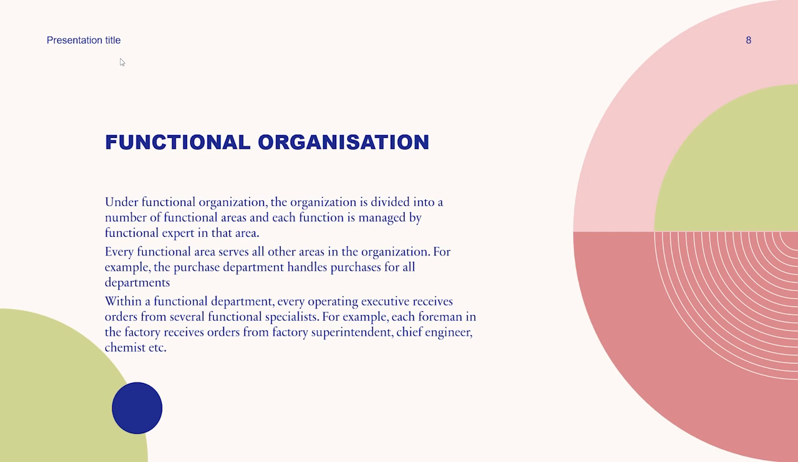Disadvantages of functional organization are: first one, lack of discipline. Since the workers work under different bosses, it is difficult to maintain discipline among the workers. Another drawback is, since there is narrow specialization among executives, it is difficult to develop them into all-round executives.